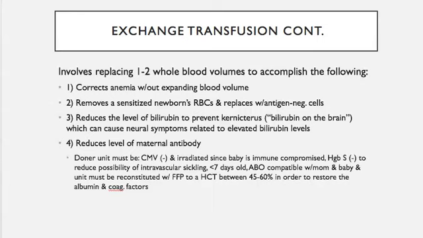So if we're transfusing a baby, the donor unit has to be CMV negative and irradiated since the baby is immune compromised. It has to be hemoglobin S negative to reduce the possibility of intravascular sickling, and less than 7 days old. It has to be ABO compatible with mom and baby, and the unit has to be reconstituted with FFP, or fresh frozen plasma, to a hematocrit between 45 and 60% in order to restore the albumin and coag factors.